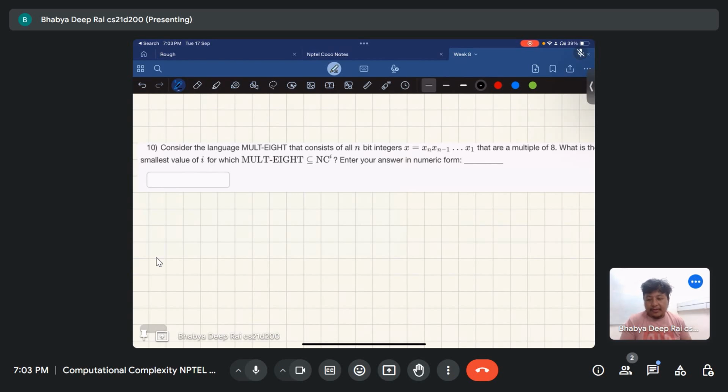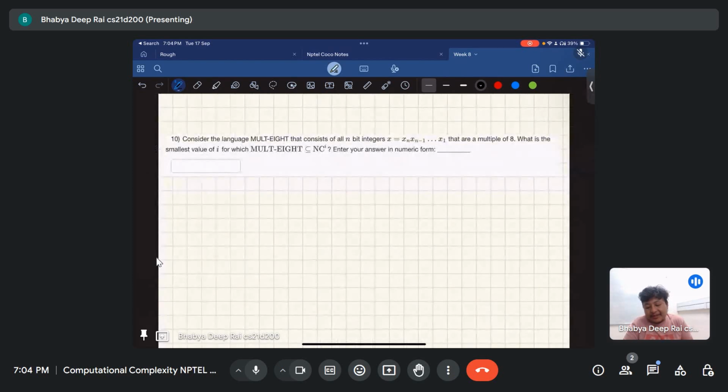Okay, so another question. Consider the language mult8 that consists of all n-bit integers x, which are of the form xn, xn minus 1, and so on till x1, that are multiples of 8. What is the smallest value of i for which mult8 is contained in NCI? Enter your answer in numerical.